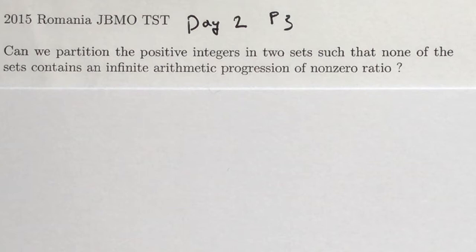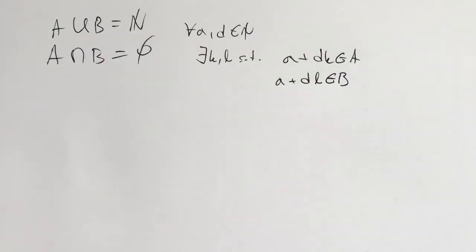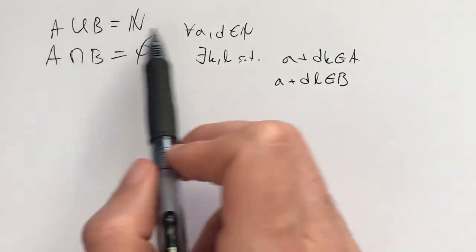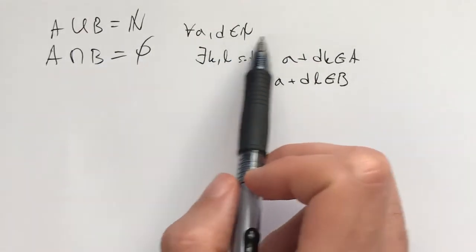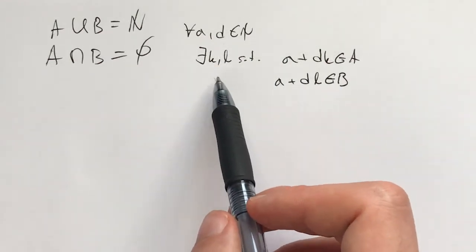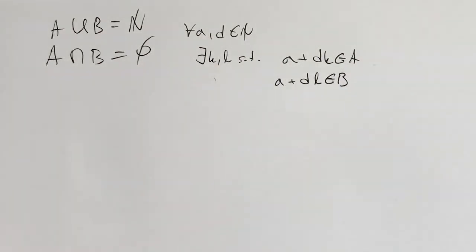If, on the other hand, you'd like to go along with us, I suggest you take 10 to 15 minutes and try to play around with the problem. So now, let's begin. This is what the problem is asking: can we partition the natural numbers into two sets, A and B, such that for any arithmetic progression that has a non-zero difference, one of the members is in A and the other one is in B?